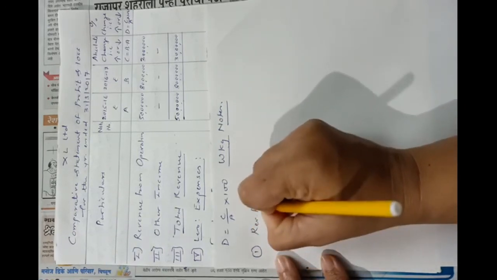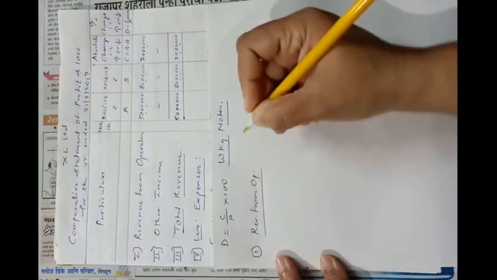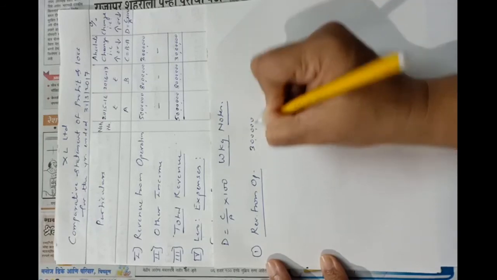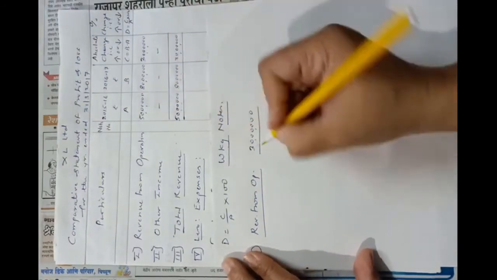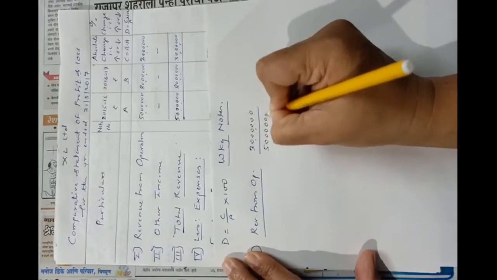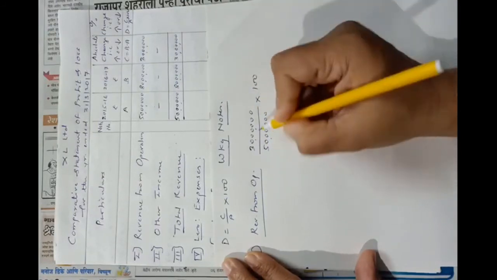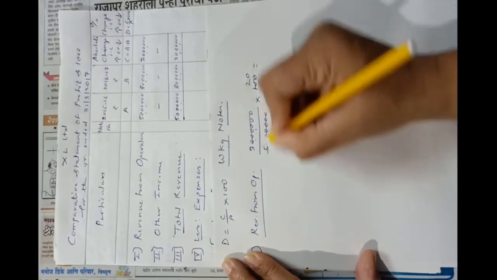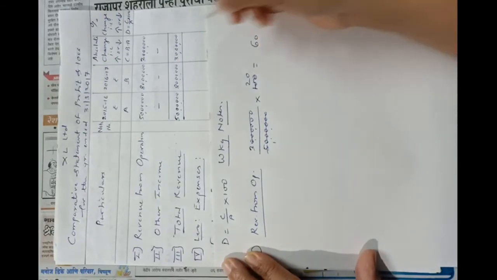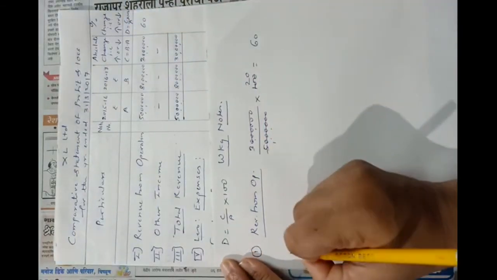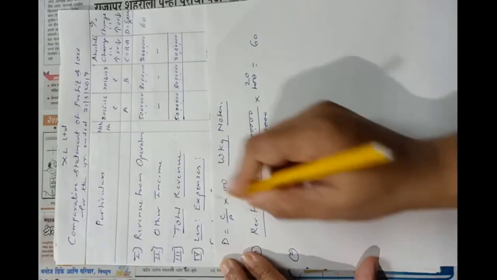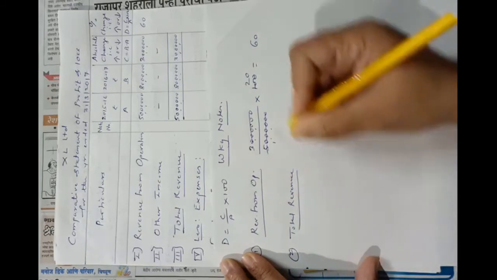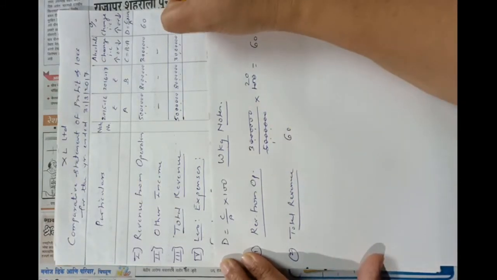First, revenue from operations, 30 lakhs divided by 50 lakhs into 100. So these zeros will be cancelled. 20 into 3, so it is 60. Now second, other income is not there, so total revenue directly, and same amounts are there, so it will be 60%.